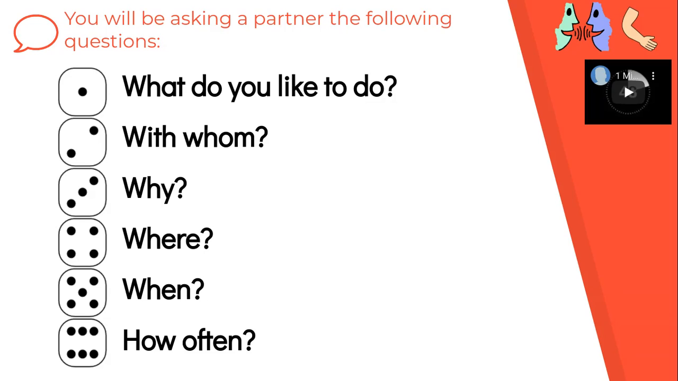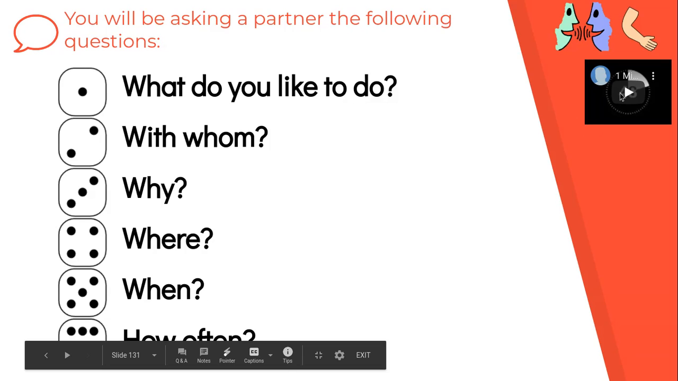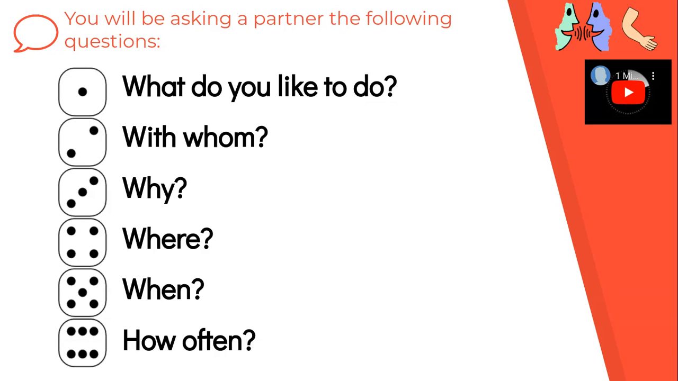So like, aimes-tu manger souvent? Aimes-tu dormir souvent? Versus, quand aimes-tu dormir? Où aimes-tu manger? Pourquoi aimes-tu jouer aux jeux vidéo? Avec qui aimes-tu danser? Okay, let's give it a go. Decide with your elbow partner who's rolling the dice and asking the first question. Halfway.